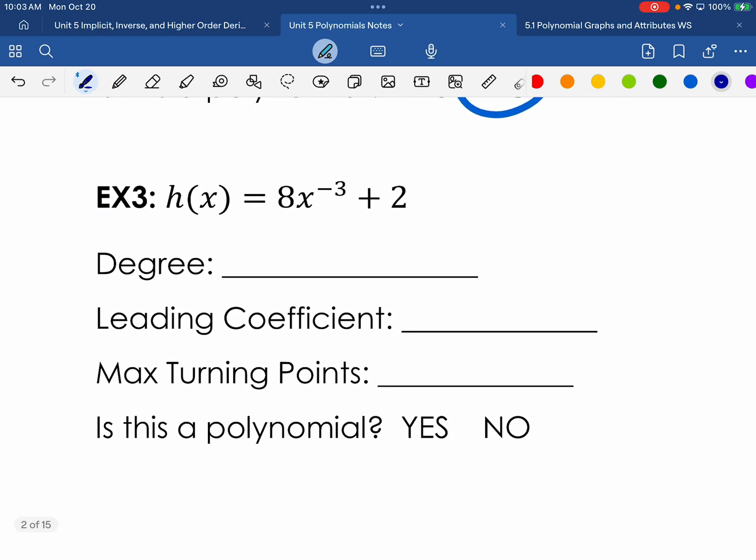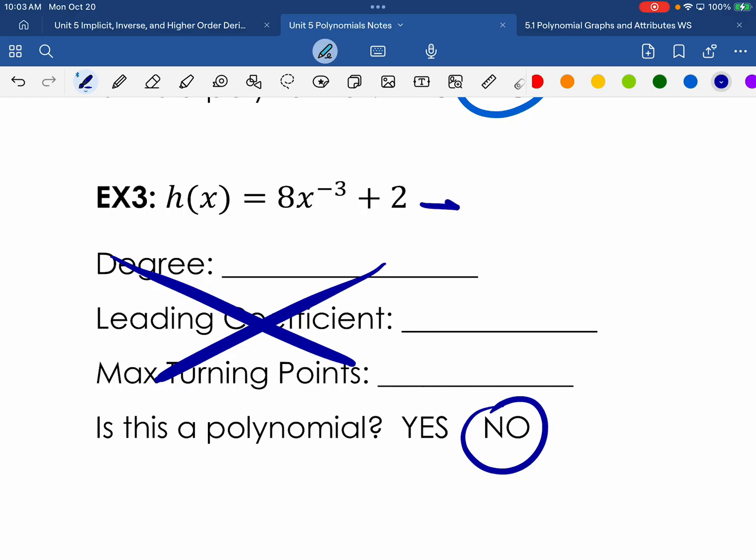All right, what about example 3? Not a polynomial. Why is it not a polynomial? The negative exponent, which is no good. So really what that negative exponent is going to do is move that x cubed to the bottom, because negative exponents are just fractions. So it's going to move that x cubed to the bottom of my fraction. And so this guy is not a polynomial function.